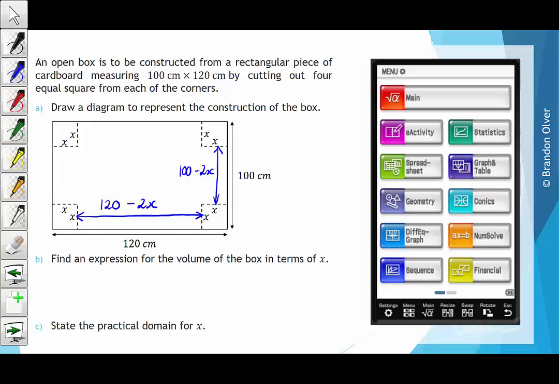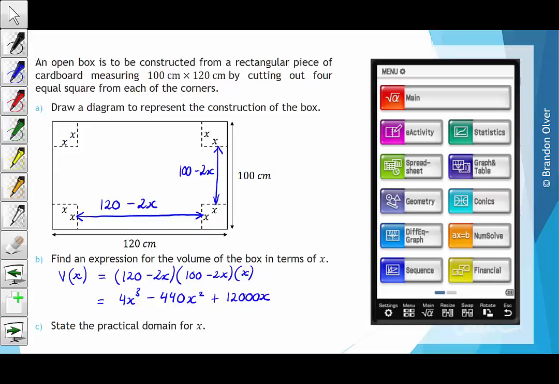Using our diagram from part A, we can find an expression for the volume of the box in terms of x. So we're going to call this function v of x, which is the volume, and we know it's equal to length, which is 120 minus 2x, by the width, which is 100 take 2x, by the height of the box, which is x when we turn up each of the sides. If we expand that, we get that the volume is equal to 4x cubed minus 440x squared plus 12,000x.